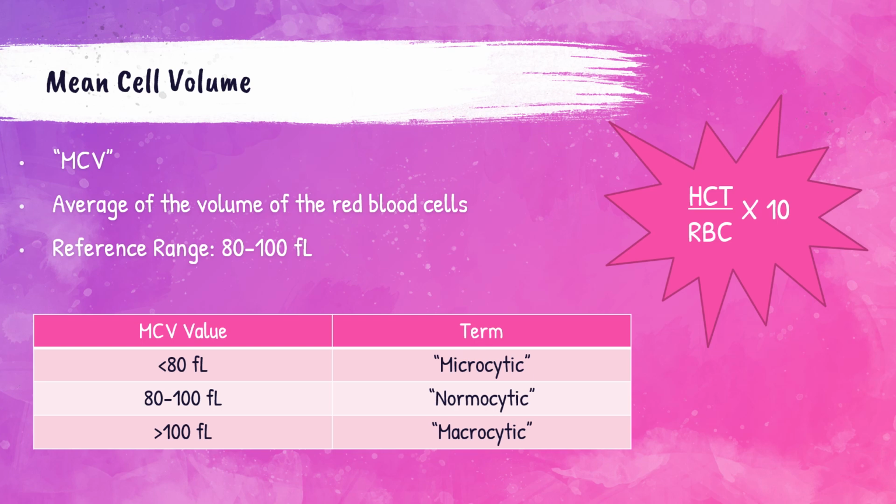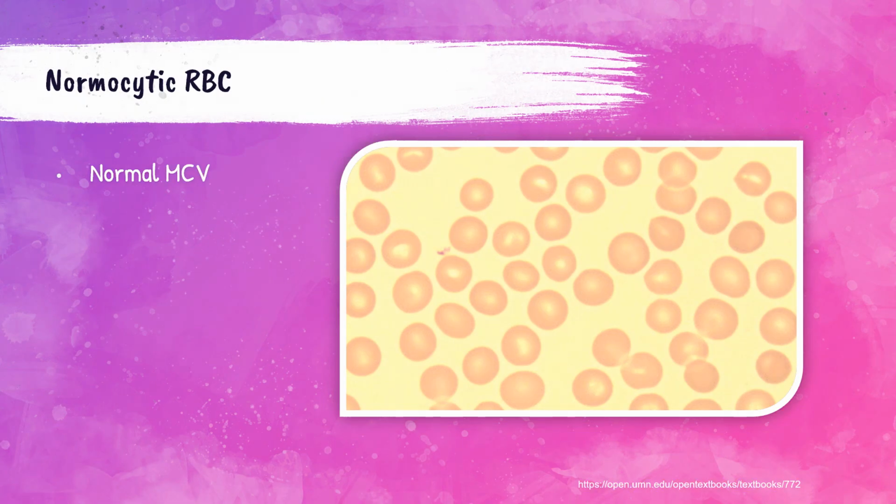So let's take a look and see what these red blood cells look like. This is a peripheral blood smear of a patient with a normal MCV. So these red blood cells are normocytic, meaning that they are of normal size. These look like very normal looking red blood cells on the right hand side of this slide here. So this is a normocytic red blood cell, normal MCV.